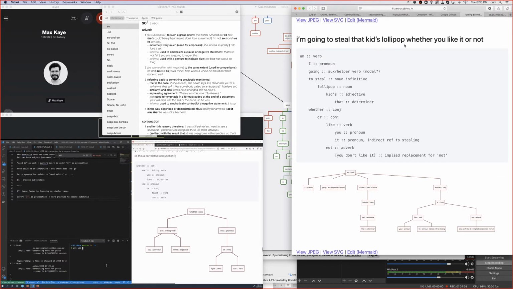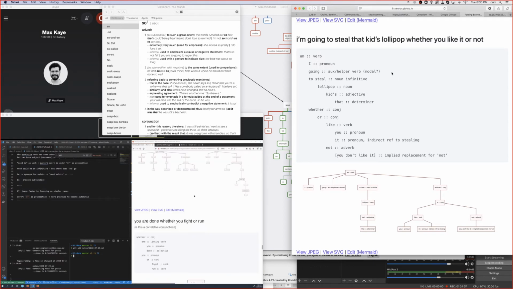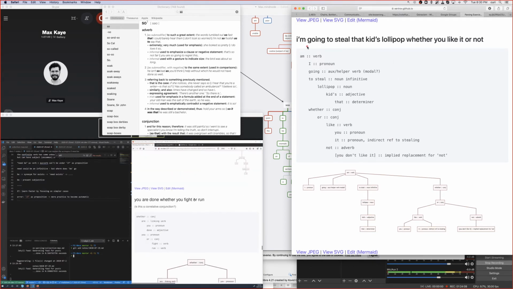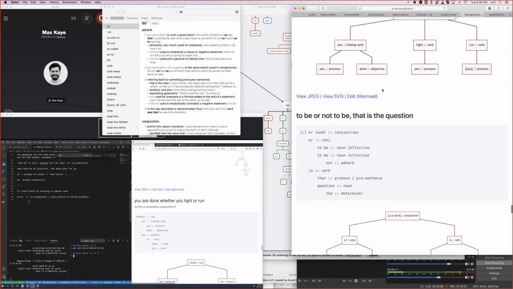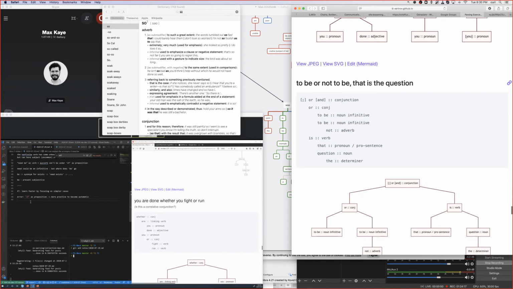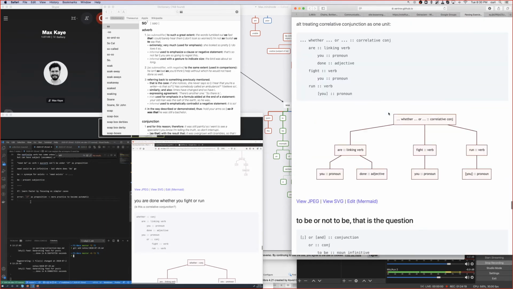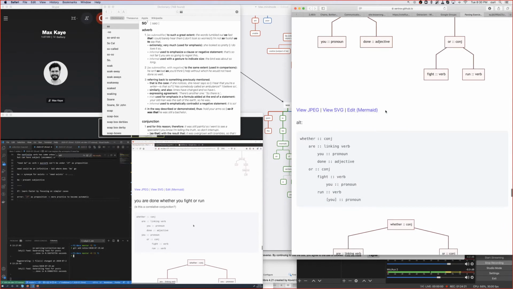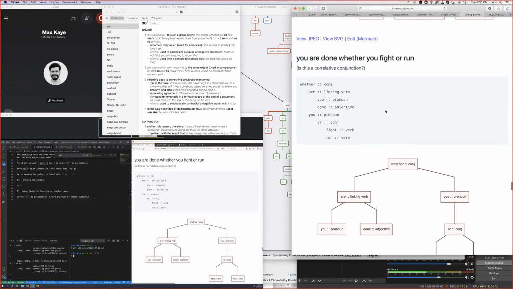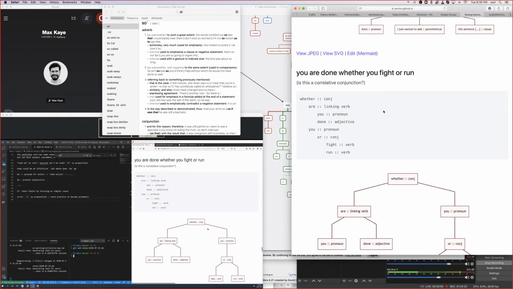And so I'm going to steal that kid's lollipop, whether you like it or not. Oh, there's one just above that as well that's a simpler form of correlative conjunction. Oh, I missed one. To be or not to be, that is the question. Oh, there's even one above that. You are done whether you fight or run. So I tried to come up with a really small sentence with a correlative conjunction.